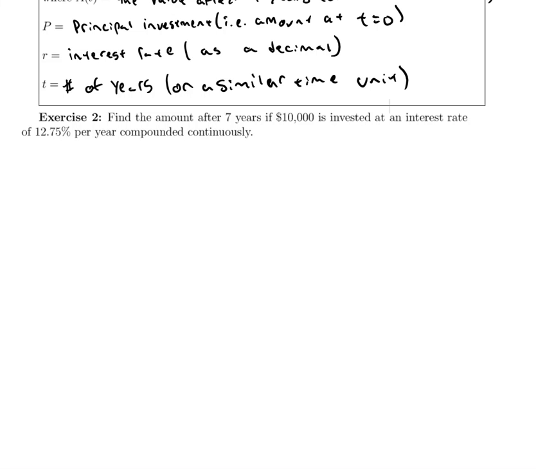So what types of problems can we answer with this? Stuff like exercise 2 here. If you want to find the amount after 7 years that's in an account, if $10,000 is invested into it, at an interest rate of 12.75% per year, compounded continuously.